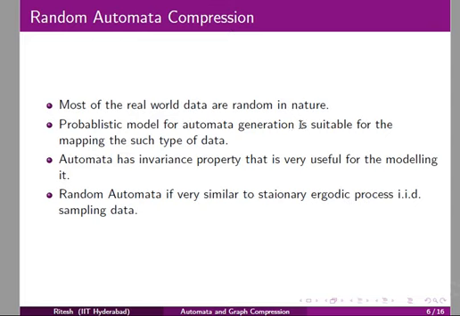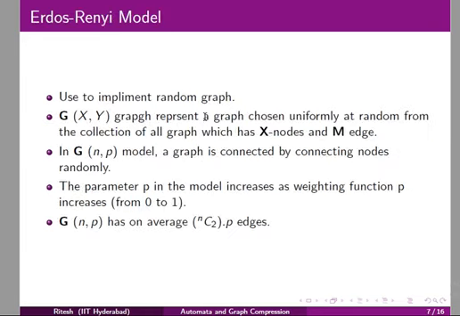And automata has some invariance property, so much property that it makes it very useful for modeling such type of data. And random automata is very similar to a stationary ergodic process of IID sampling of data. Now we are going to generate our graph in a very different and random manner, and we can relate this graph to the automata, and we will apply something for the compression.